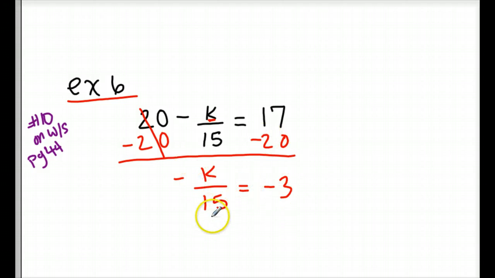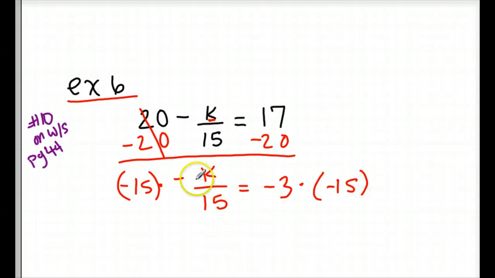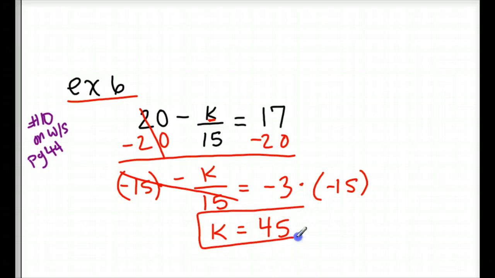Now, this is another one-step equation. Remember what I told you about the negative sign? It doesn't matter where it is, but we want to know that this whole fraction here means negative. So we want to multiply both sides by this negative 15 because we want to get rid of it. Over here, the two negative 15s cancel out, and we're left with k. And over here, negative 3 times negative 15 is going to give us a positive 45. Remember, negative times a negative is a positive. So k equals 45.